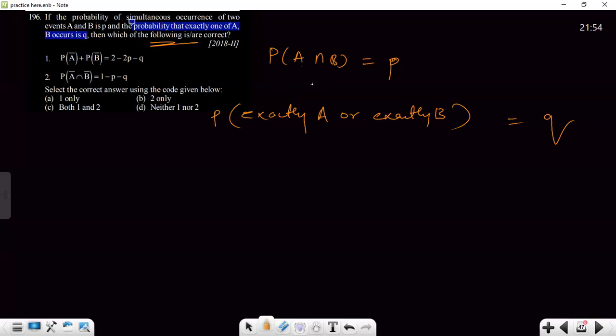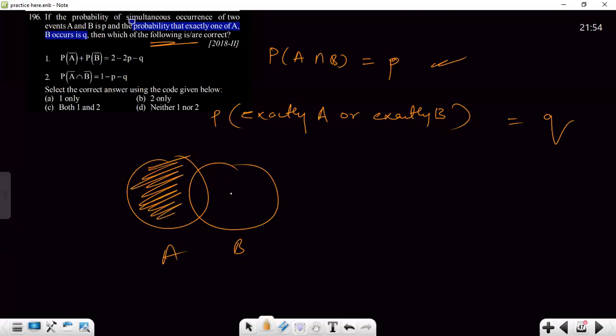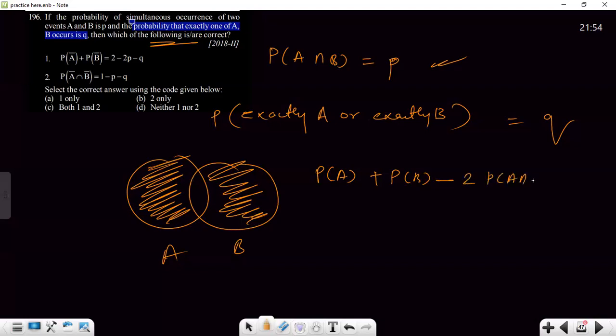So this is clear: when both of them occur simultaneously, this is the intersection of A and B. A is this, B is this. Exactly one occurring means that this part is involved or this part is involved. Nothing in common. So probability of A plus probability of B minus the common part twice.